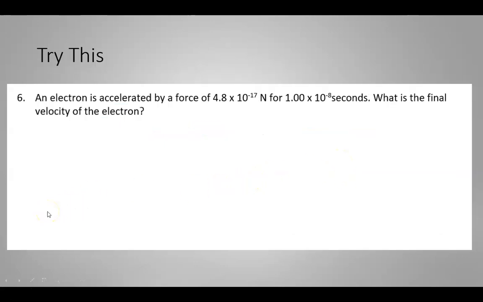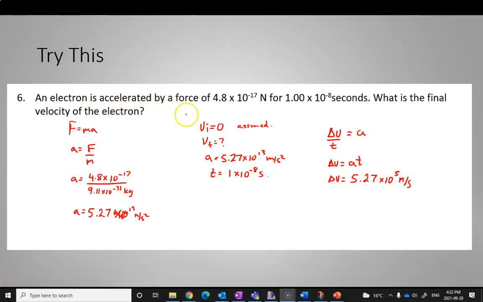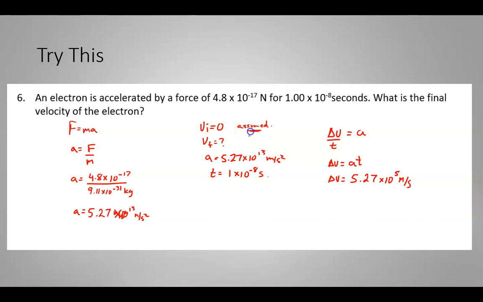Try this question, pause the video, and let's see how you do. Now in this question, I'm going to have to fix this. It has an initial velocity of 0, but we'll say that's assumed here. And because of that, we're looking for the final velocity. We can find the acceleration knowing the force and the mass of an electron, and that can be found on your formula sheet.